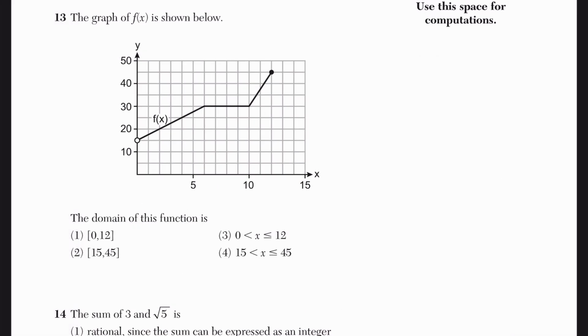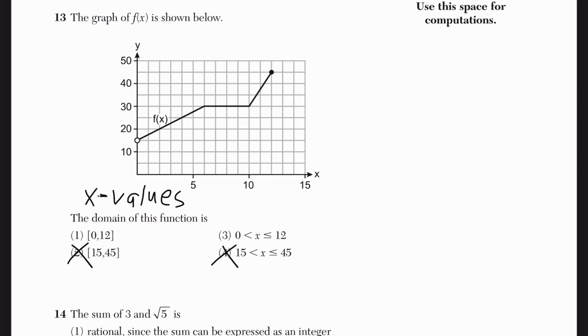Okay, 13, we got a domain question. We can see, again, they're trying to trick us with domain and range, so you just got to know your vocab here: domain is x values, range is y values. So right away, 15 and 45 make no sense because they're talking about the y values.